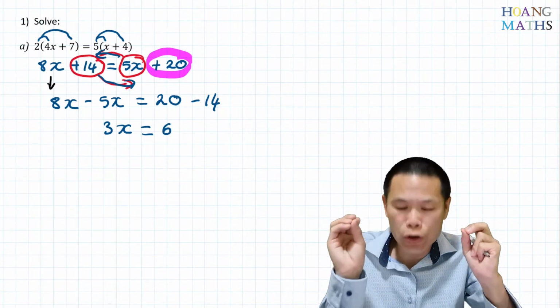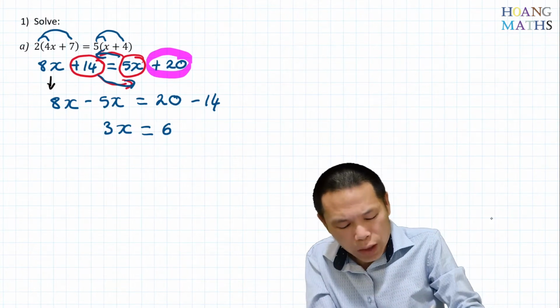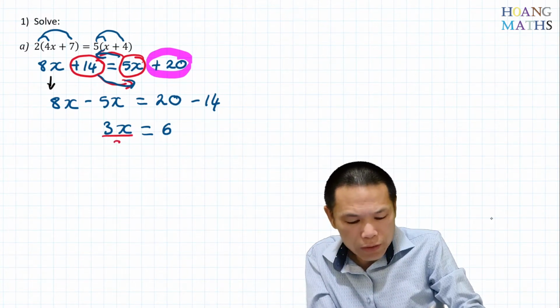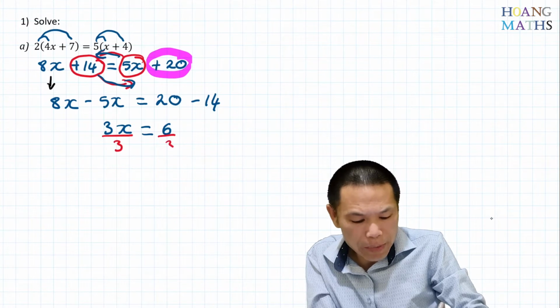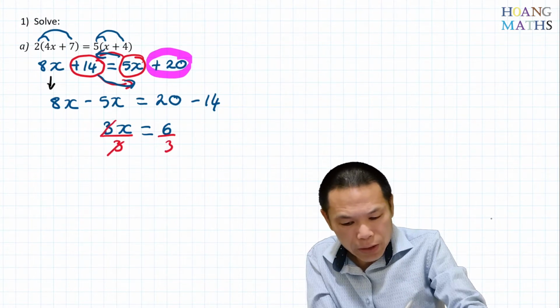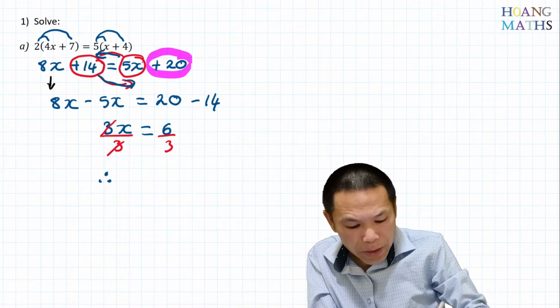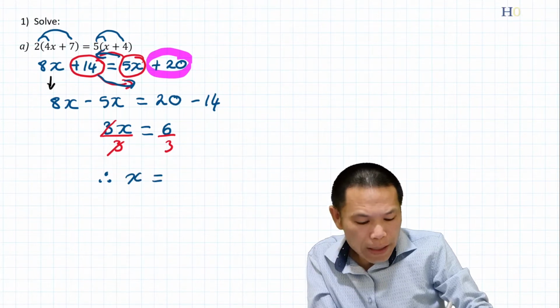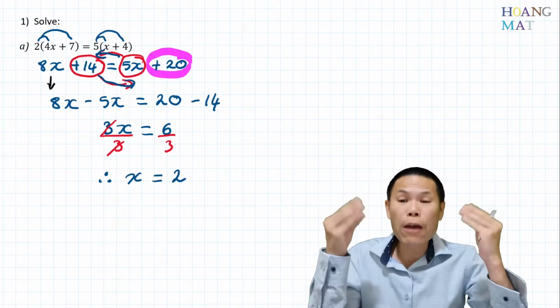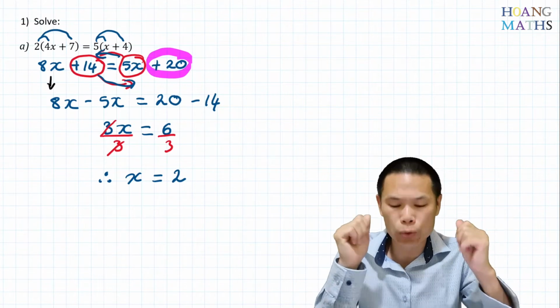So now I just solve this by dividing by 3, because I want to get rid of the 3. So I divide this by 3 and I divide this by 3. So you cancel this out. Therefore, x: 6 divided by 3 is 2. So therefore, x is equal to 2.